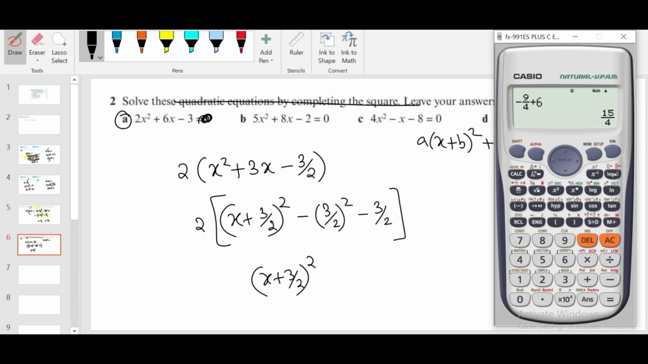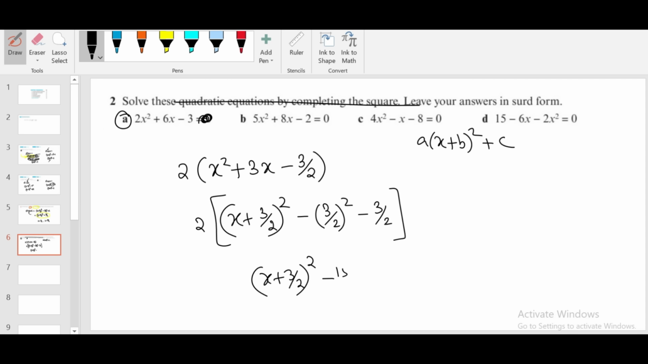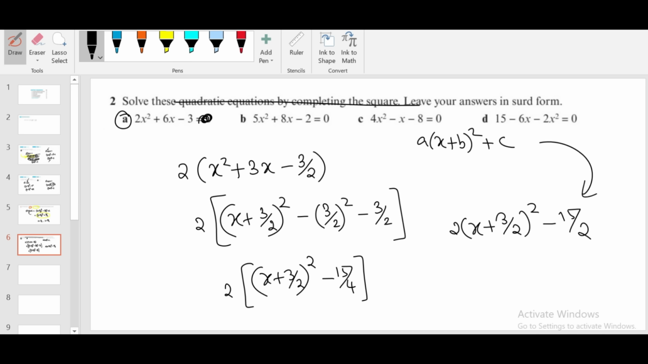This one we simplify it. We'll get minus 9 over 4 minus 3 over 2, which is minus 15 over 4. And there is a 2 outside. Multiply everything by 2. You'll get 2 times x plus 3 over 2 whole square minus 15 over 2. That's all. So you compare these two. A is equal to 2, B is the number within bracket, C is negative 15 over 2. Don't miss out the sign. That's all. This is what completing the square is.